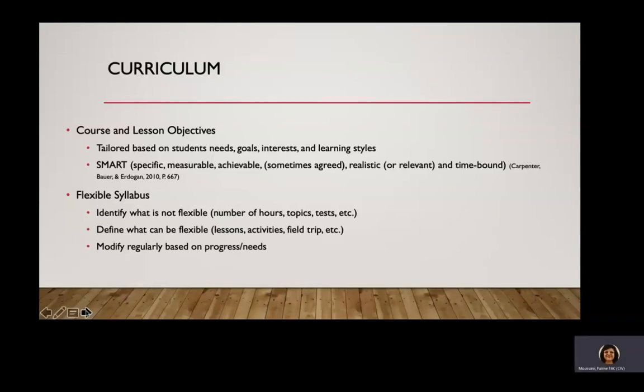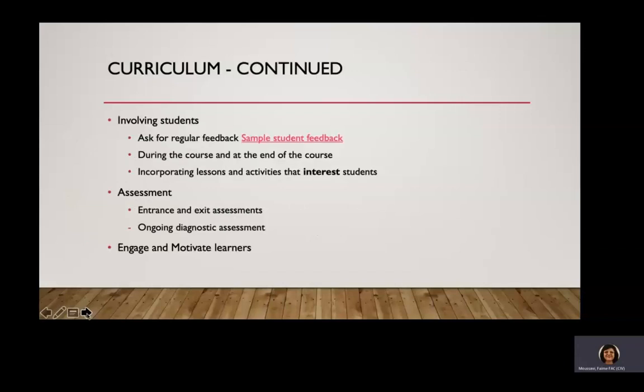The syllabus is flexible. So I identify what's not flexible, the number of hours, for example, topics, tests, and define what can be flexible so I can work around those: lessons, activities, field trips, etc. And I modify the curriculum based on the progress of students and their needs. In the process, involving students in the creation and modification of the curriculum is very important. I ask for their expectations and goals, and regularly involve them by asking for feedback throughout the course.